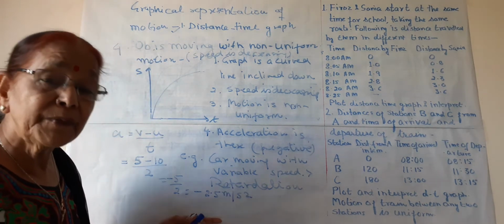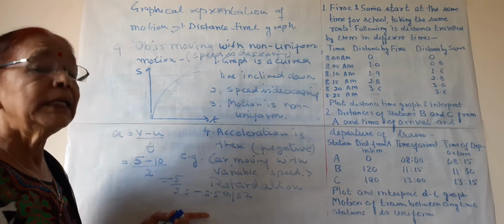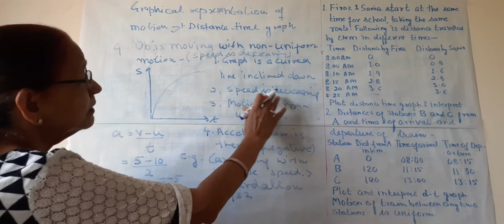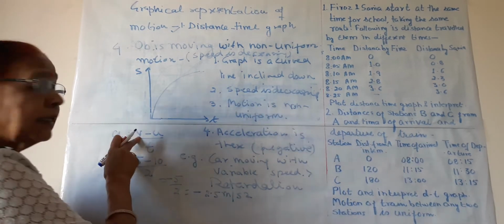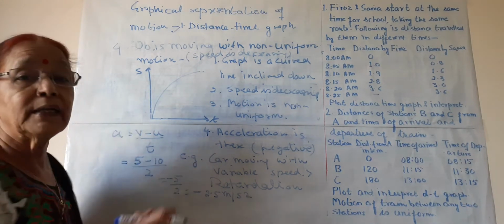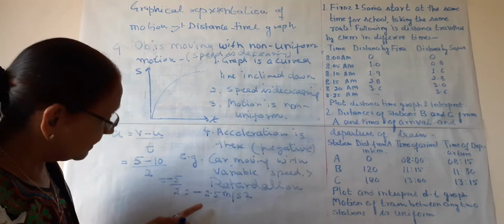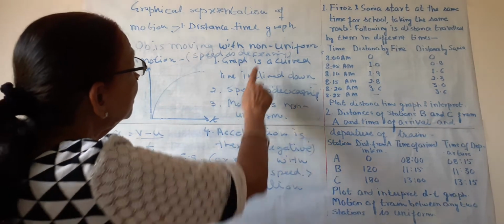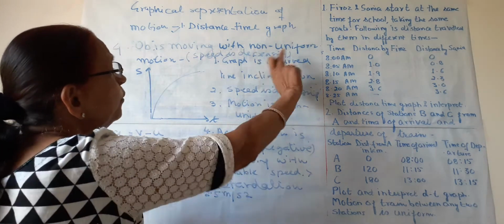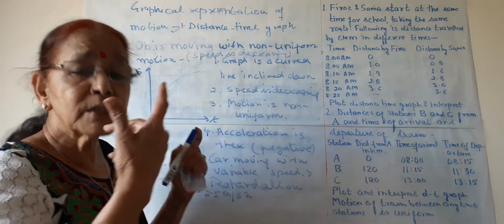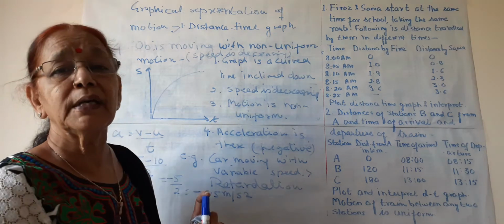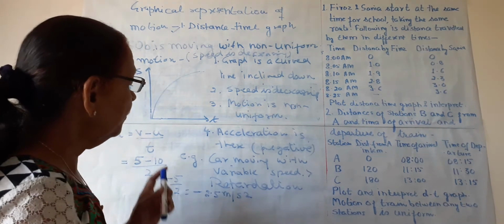That is the negative acceleration, or retardation, or deceleration, and this minus sign is there. Why? Because the speed is decreasing and the final is less than the initial. Acceleration is always there when the motion is non-uniform. In uniform motion, the speed does not change, and when there is no change in speed, then no acceleration is there.